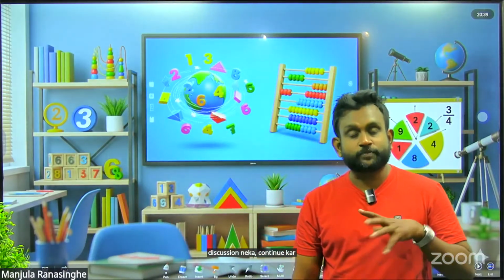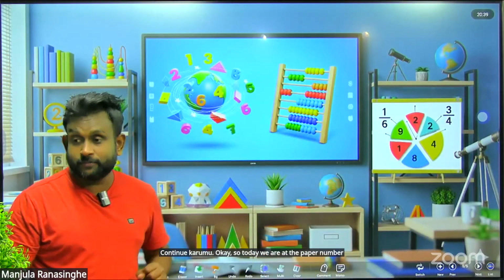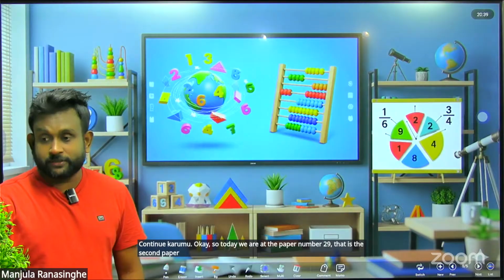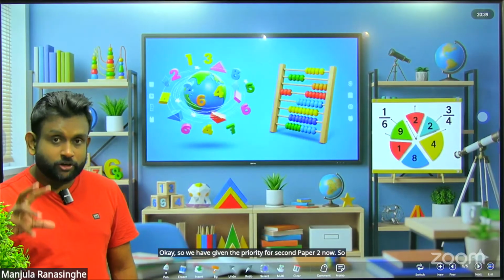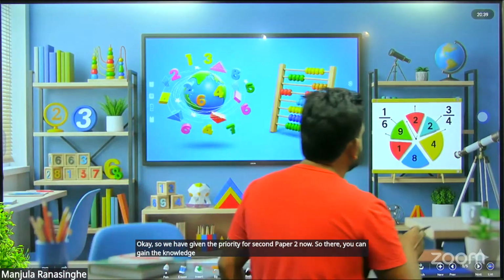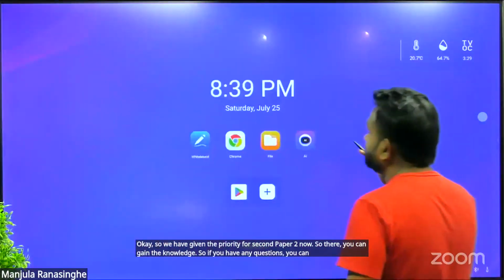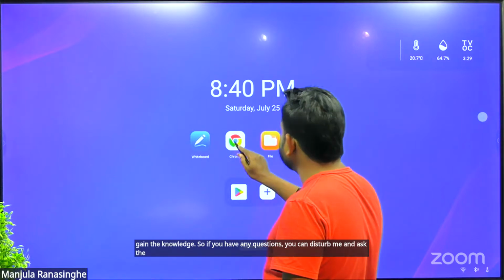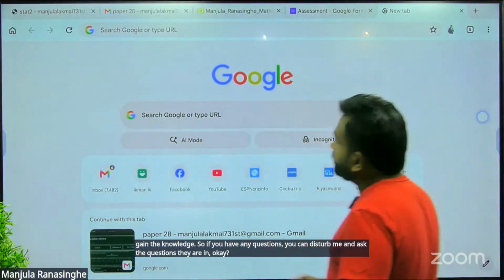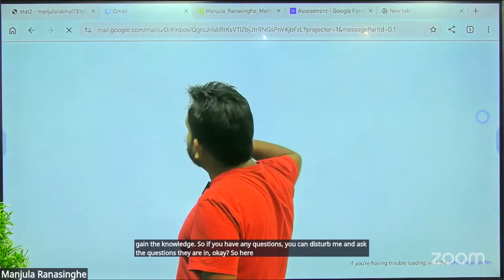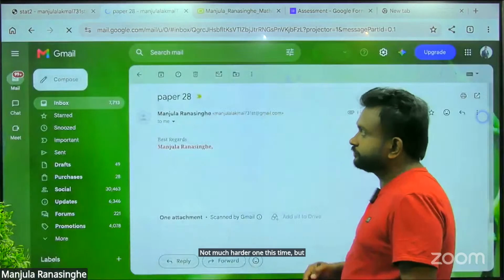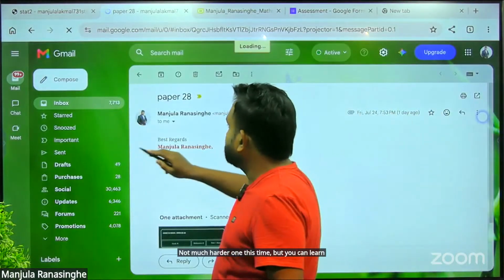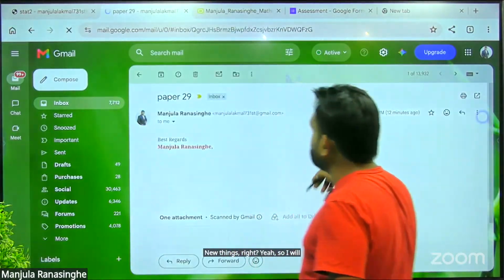So today we are at paper number 29, that is the second paper. We have given priority to the second paper now, so there you can gain knowledge. If you have any questions, you can interrupt me and ask them there. Not a very hard one this time, but you can learn new things. I will take the paper to you.